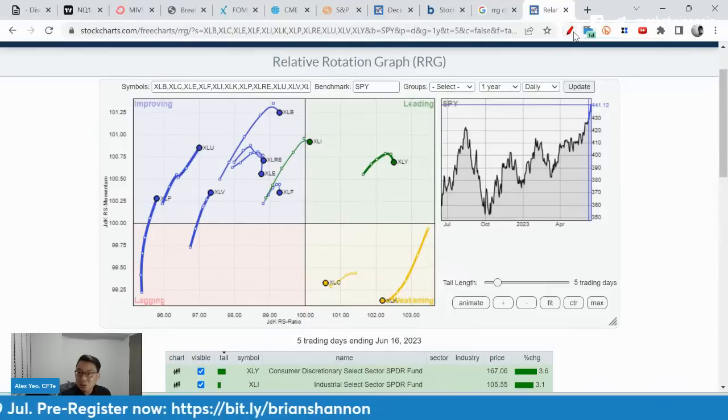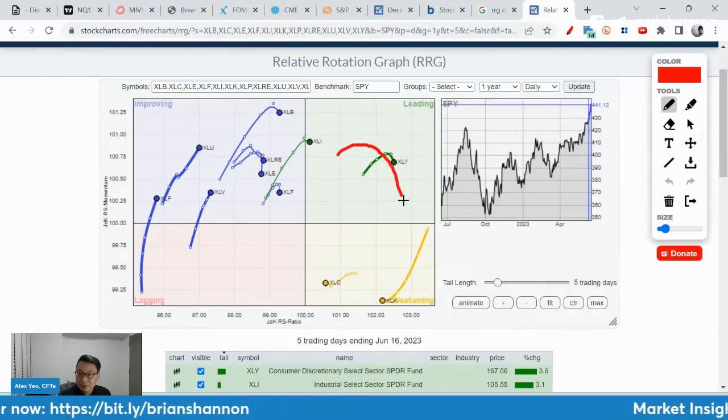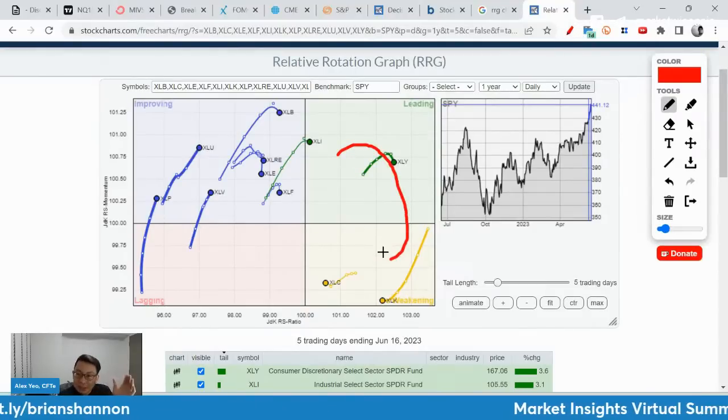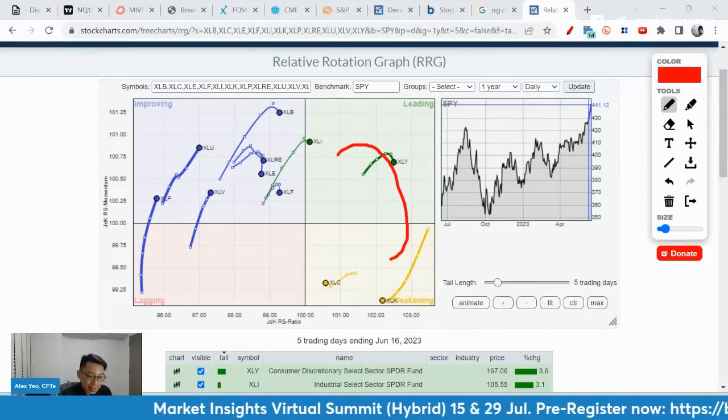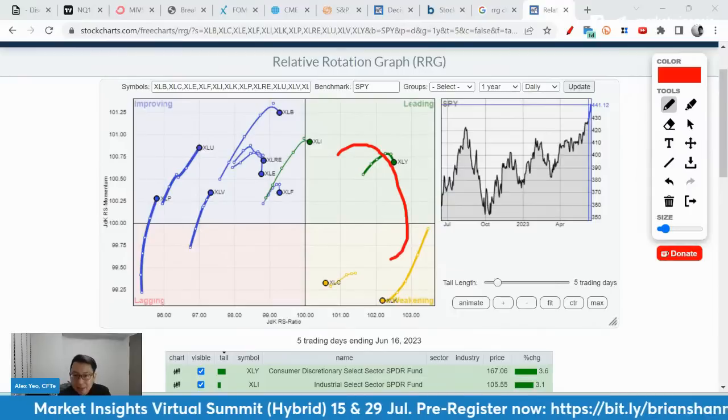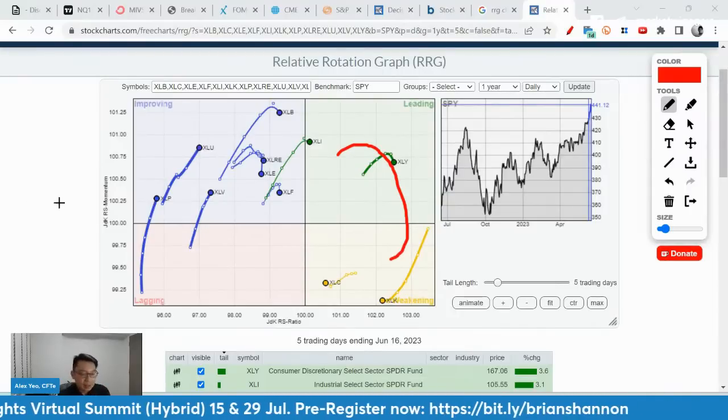Weakening means that it used to be a strong sector. Now it's weakening. It's not as strong as previously, but it is still strong. Can you understand what I'm trying to say? If you understand, just type yes in the comments. Weakening doesn't mean that it is weak.